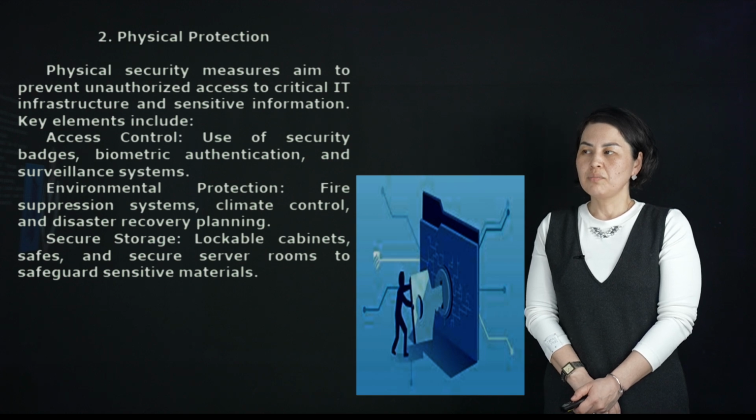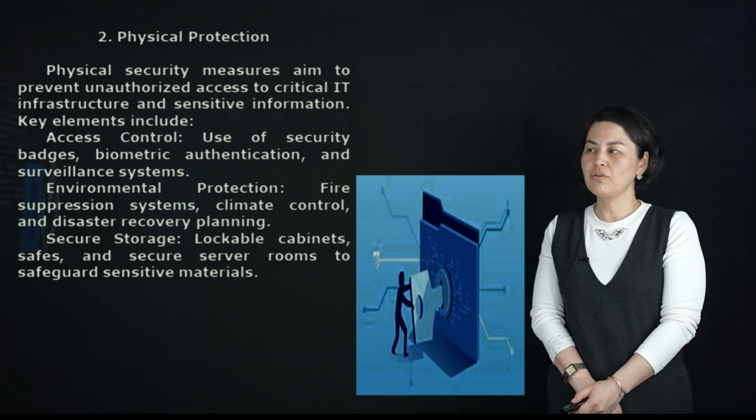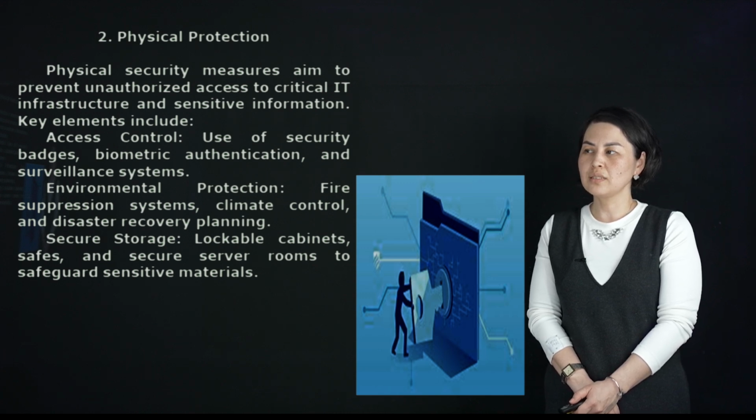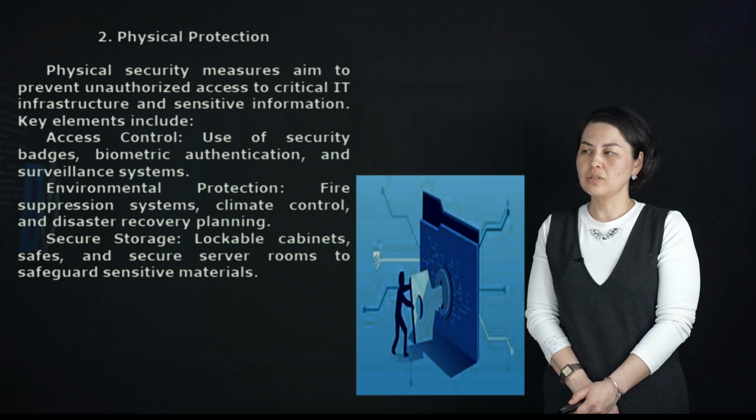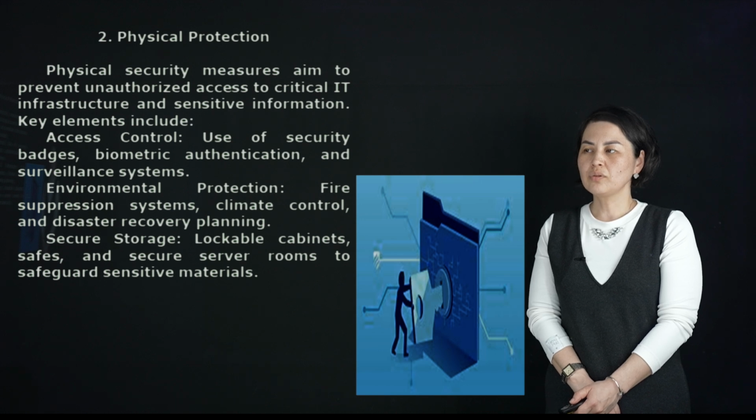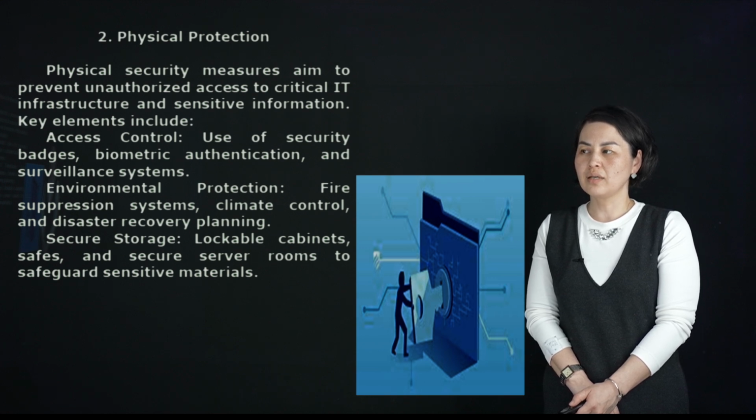The second is about environmental protection. This is about fire suppression systems, climate control, and disaster recovery planning. Next is about secure storage. How can we understand secure storage? It's about lockable cabinets, safes, and secure server rooms to safeguard sensitive materials.